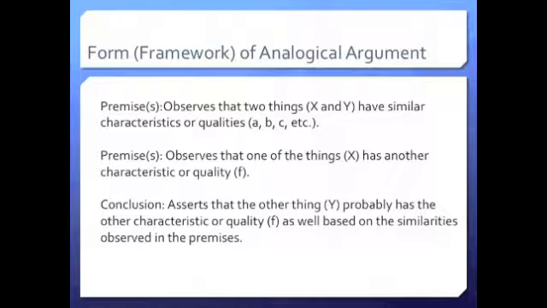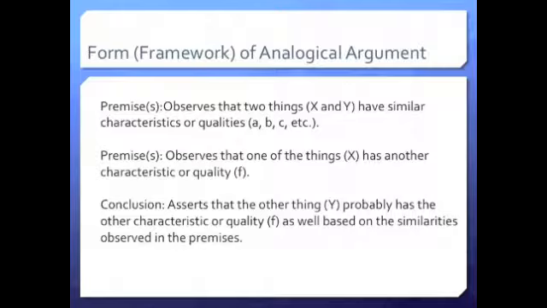One of the premises observes that two things, X and Y, have similar characteristics or qualities, A, B, C, etc. The other premise observes that one of the things, X, has another characteristic or quality, F. The conclusion asserts that the other thing, Y, probably has the other characteristic or quality, F, as well, based on the similarities observed in the premises.